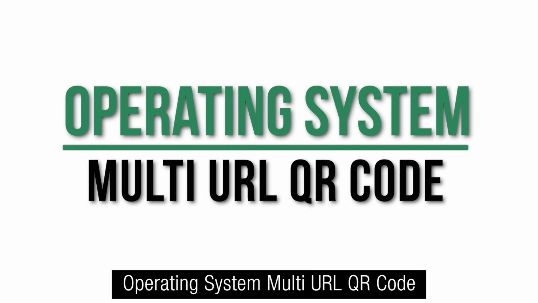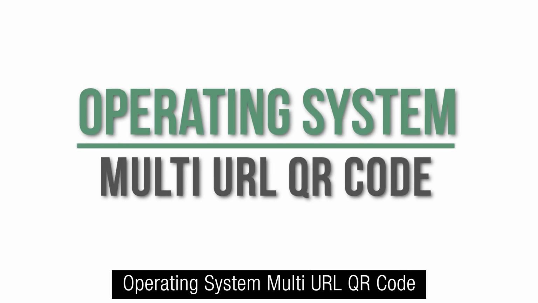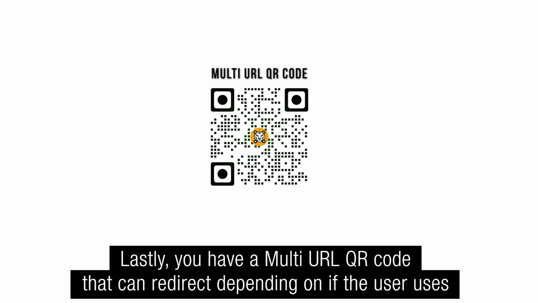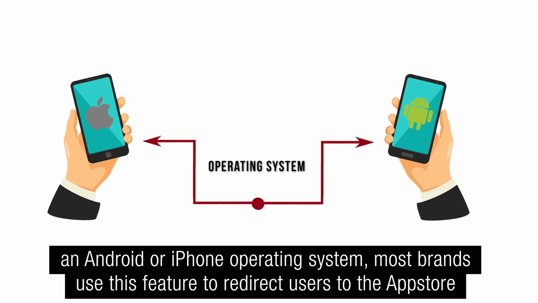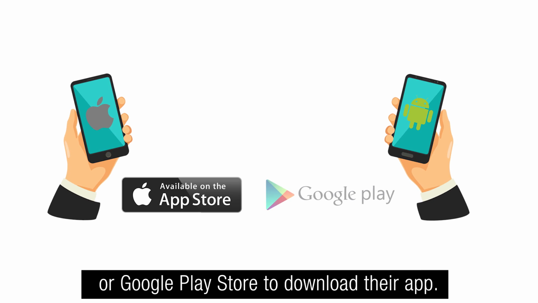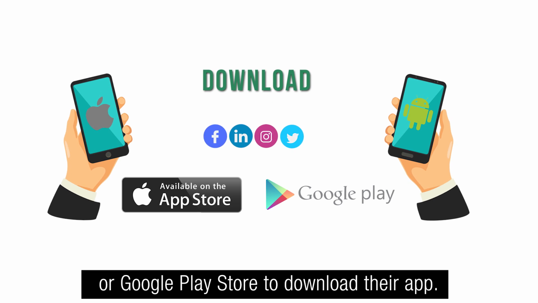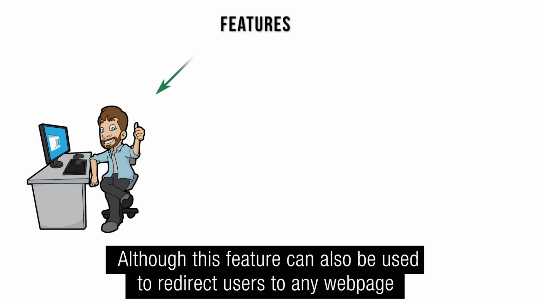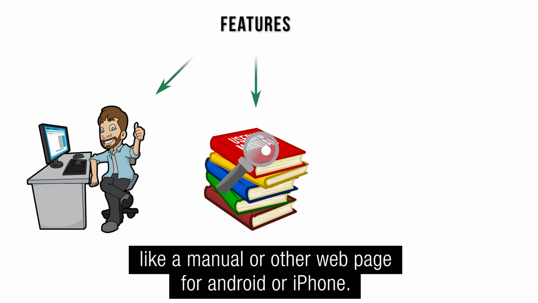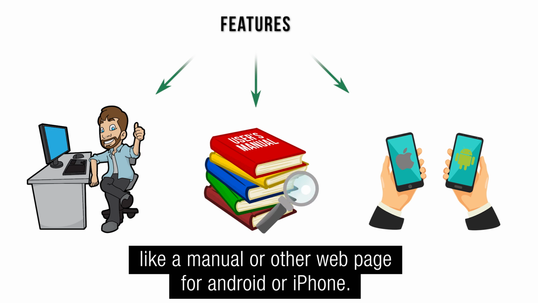Operating system, multi-URL QR code. Lastly, you have a multi-URL QR code that can redirect depending on whether the user uses an Android or iPhone operating system. Most brands use this feature to redirect users to the App Store or Google Play Store to download their app. Although this feature can also be used to redirect users to any web page, like a manual or other web page for Android or iPhone.